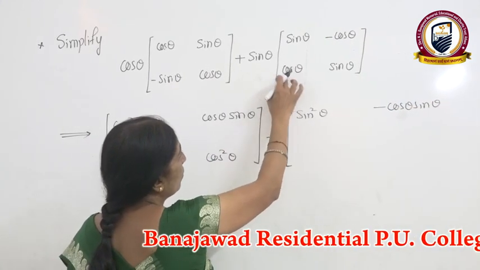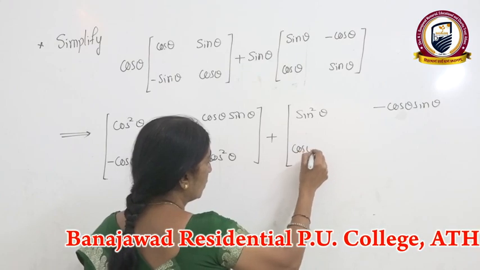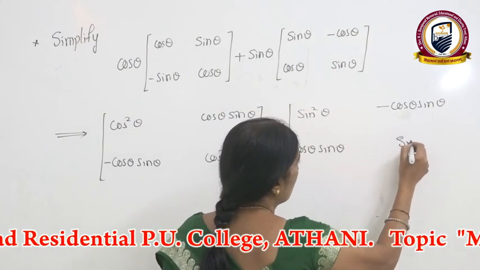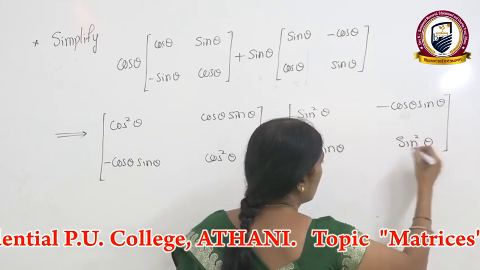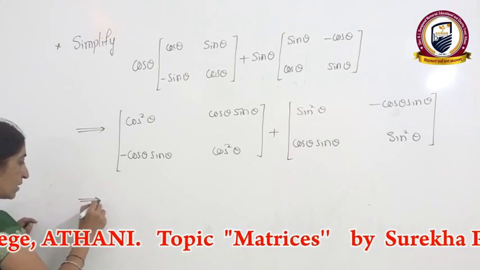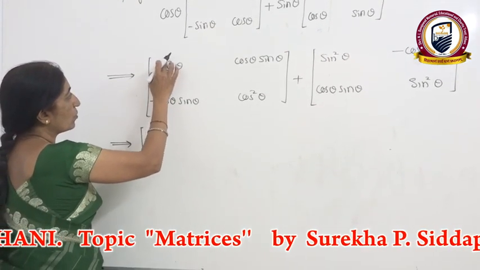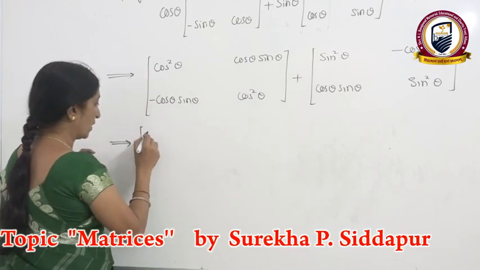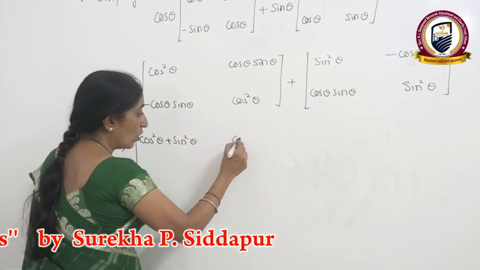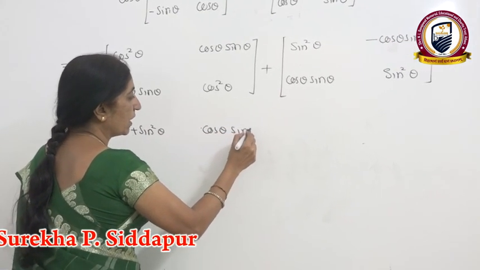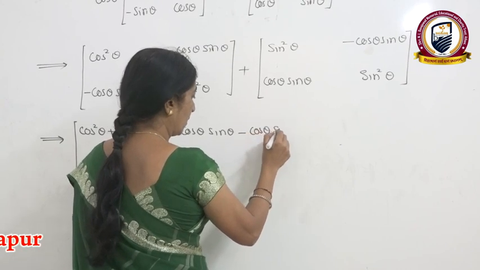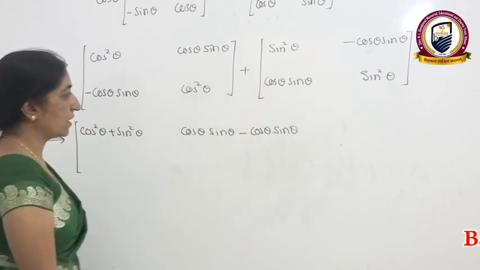Coming to the second row, here it is cos theta into sin theta. And what about the next? Sin theta into sin theta is sin square theta. In the next step, we have to add the corresponding elements. See the corresponding elements, cos square theta plus sin square theta. The next one is cos theta into sin theta, plus into minus is minus. That is minus cos theta into sin theta.